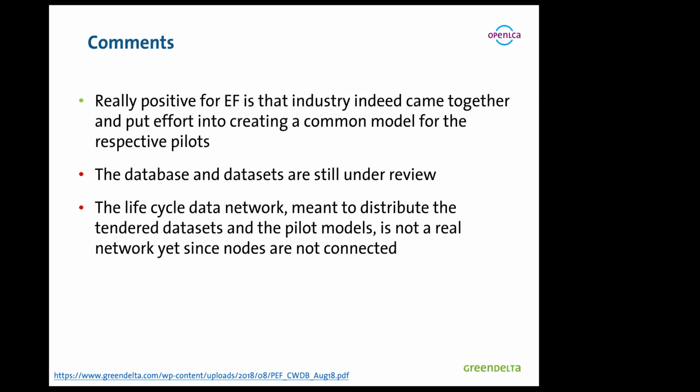And the Life Cycle Data Network is not really a network, because you can download the data from different nodes, but they are not really connected. There is one node from each data provider, and you have to get access to each node.